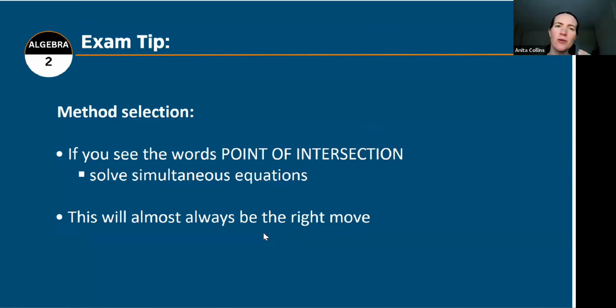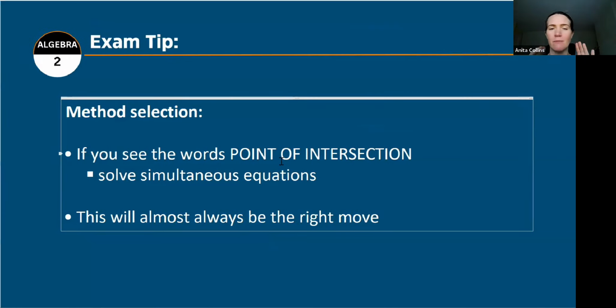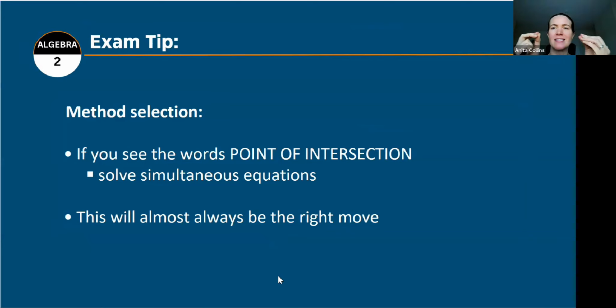So when you're going through your exams, there'll be lots of words and there might be graphs and pictures, and it can get a bit confusing. If you have this method selection sorted, where you see a phrase or a word and you link it with a technique, it's going to take so much of the confusion out of those words and the stories that they put around the problems. So you see the words points of intersection, you go for simultaneous equations. You'll probably be right.